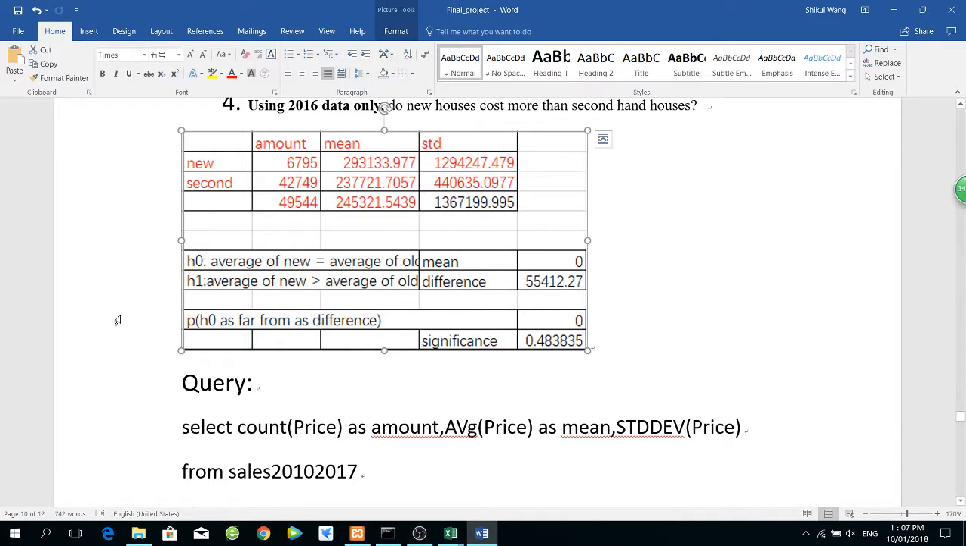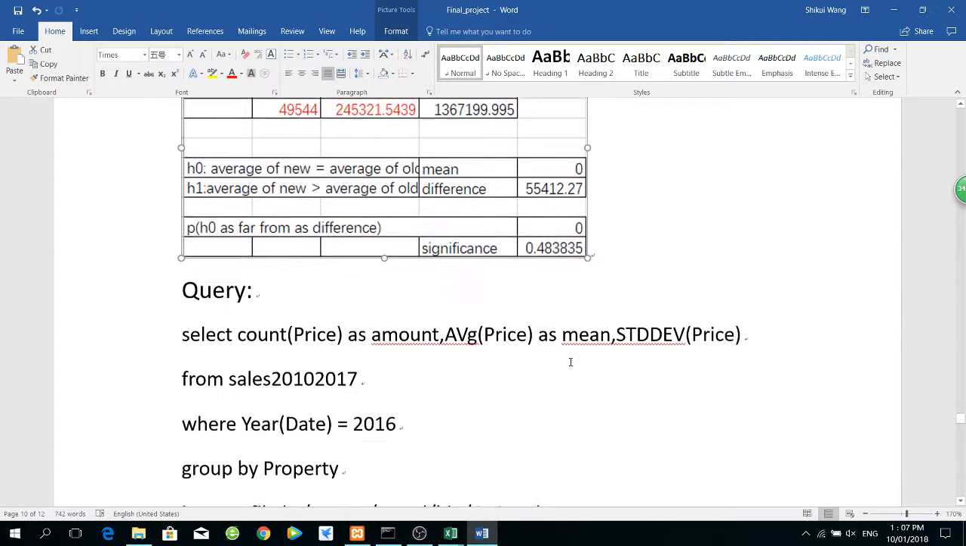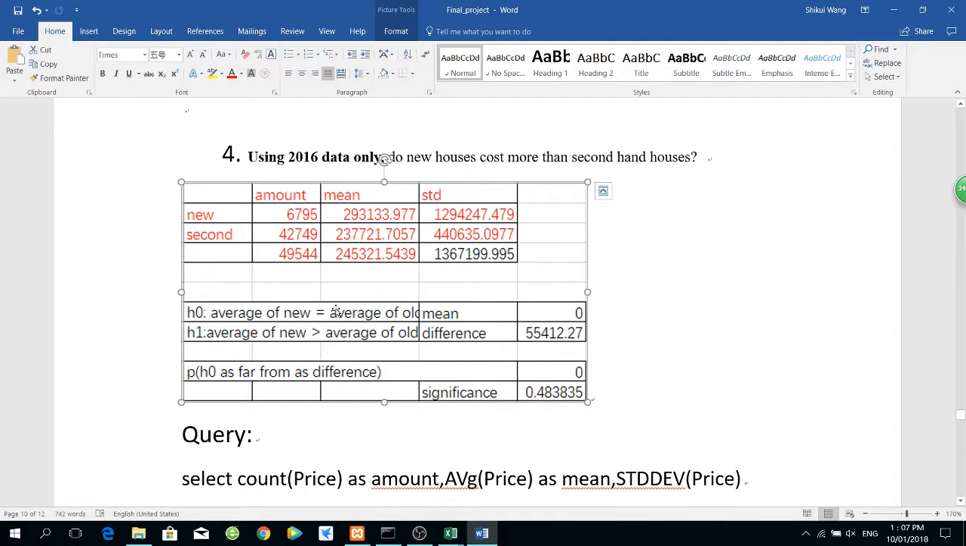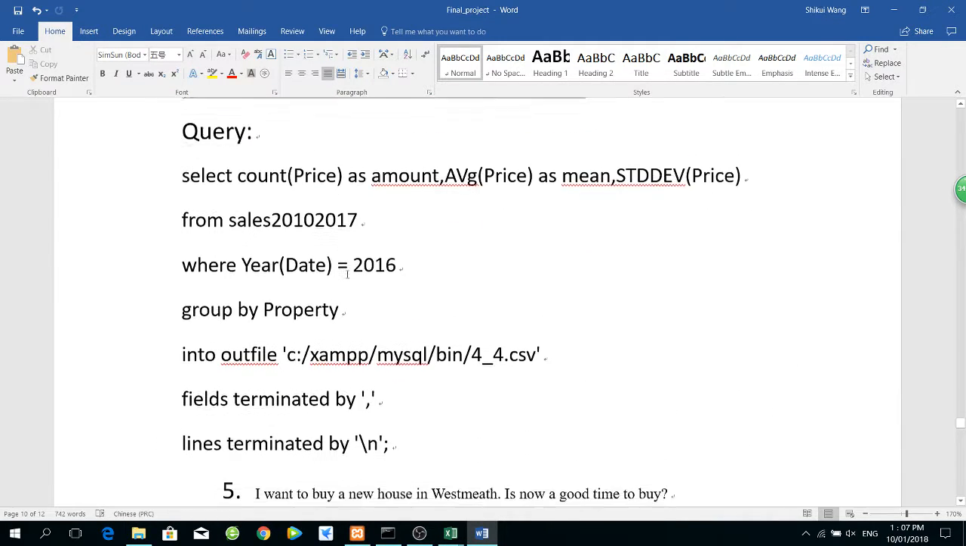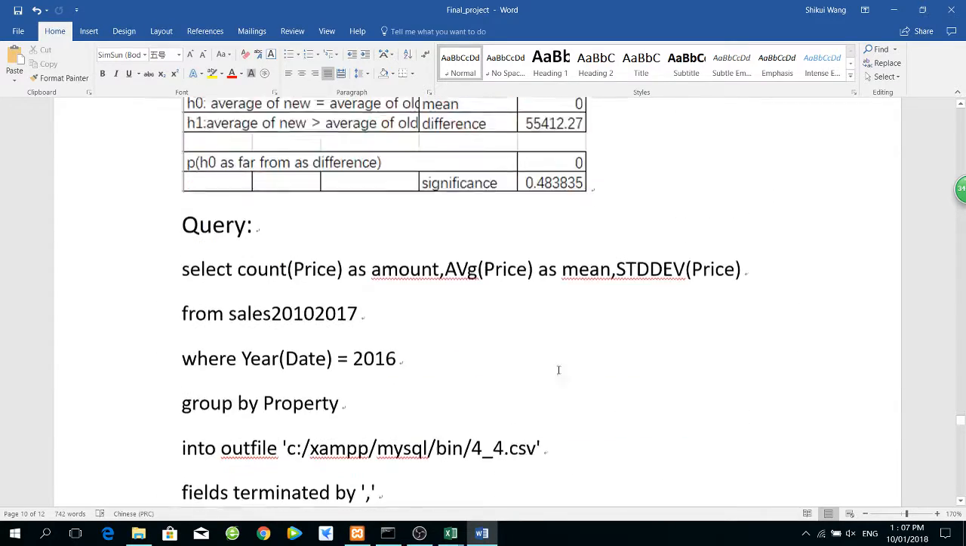For the normal distribution, it is like this. We just need maybe this right side one, so this one. So I have to say I can't reject this one. So this means that maybe part of it is that the new house costs more than the second hand one. So yeah, that's it. And there's a query for this one, for the first question.